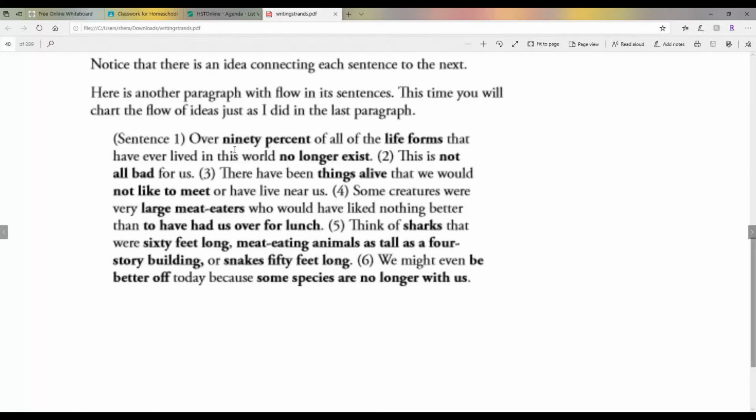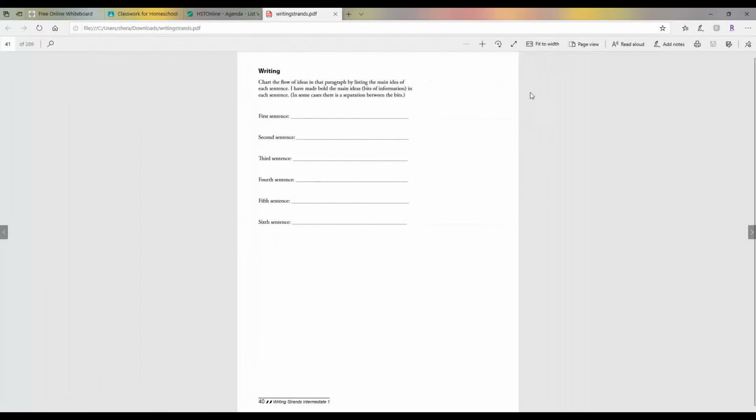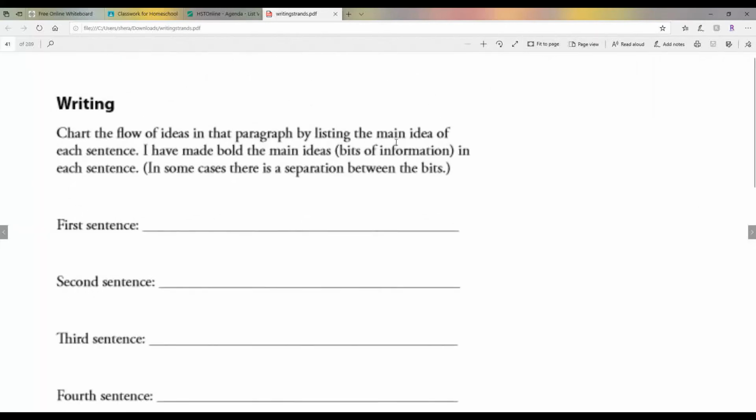Now, notice the bold words. Okay, notice sentence 1, sentence 2, sentence 3. Notice the flow. Now, on this page, your assignment is to chart the flow of ideas in that paragraph we just read by listing the main idea of each sentence. The main idea is what's bolded, the little bits of information.